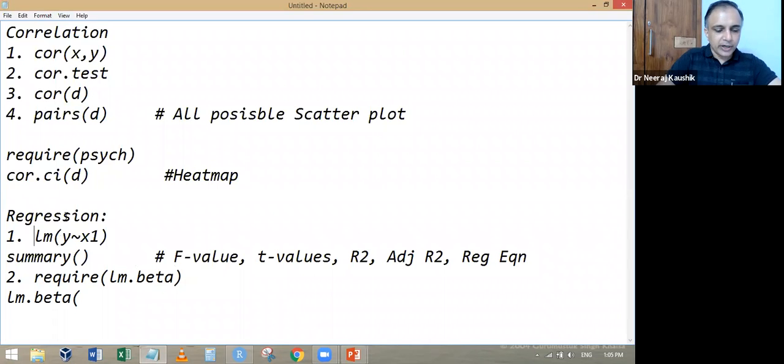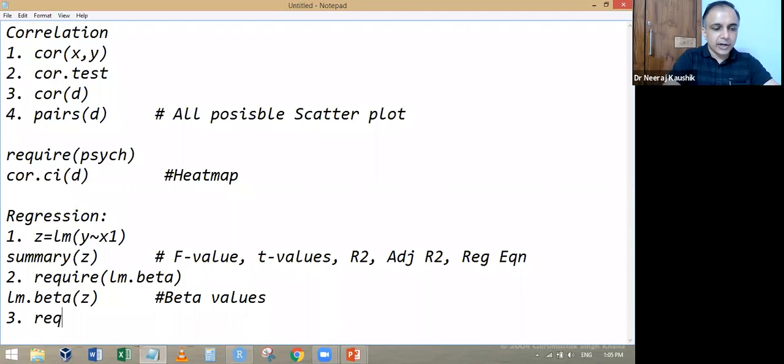Let me call it Z, and here I will write summary Z. This Z will be used again and again. I will not write this complete lm every time. I will save it in Z and use Z again and again, like summary Z, like lm.beta Z, right? The third thing I want, what is this for? This is for beta values only.